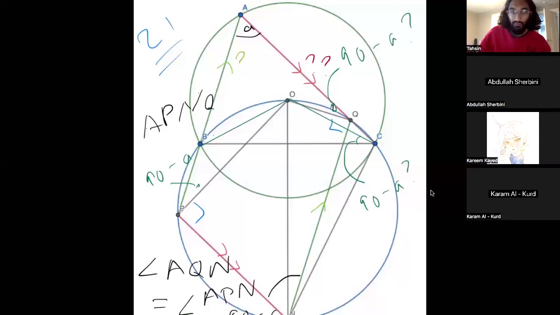So that one we want to show is 90 minus A. That will take care of APO. Does that make sense? Okay, so yeah, I'm using that angle to calculate this angle. Does it make sense?